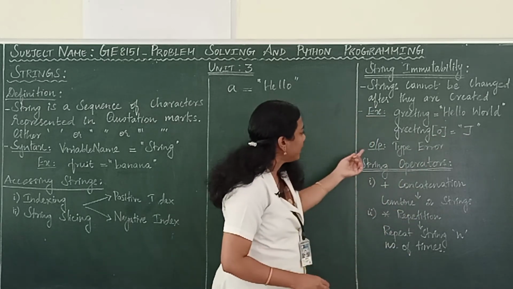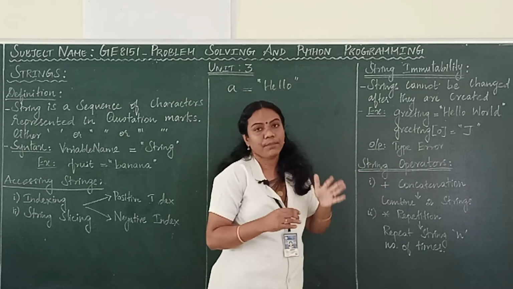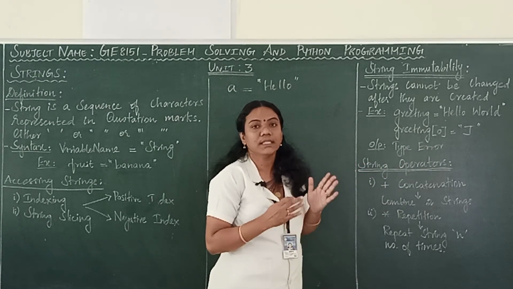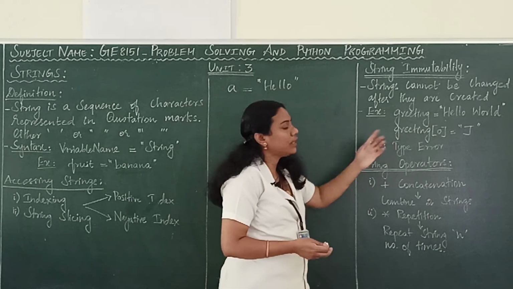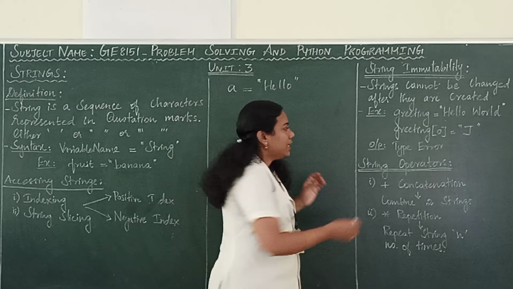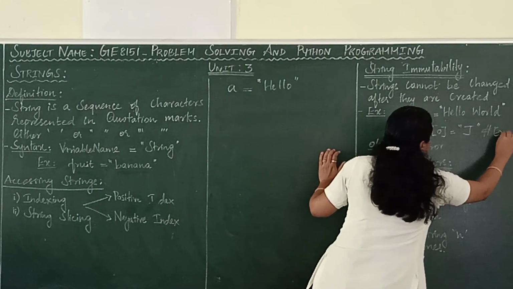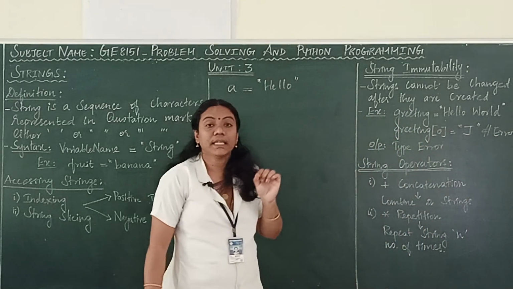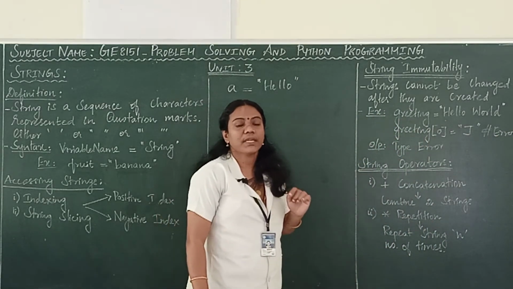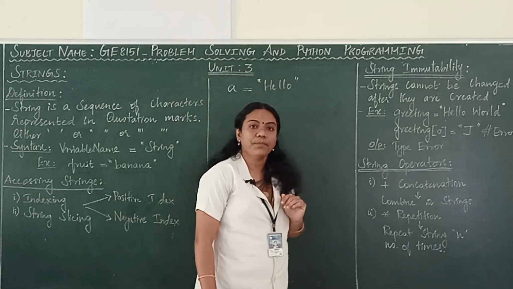What will the error be? It will be a type error, that is, strings are immutable. You can't change a single character inside a string. So this is called string immutability. In this line, it will show an error. Understood everyone? You can't change a single character present inside a string. That is what is meant by string immutability.